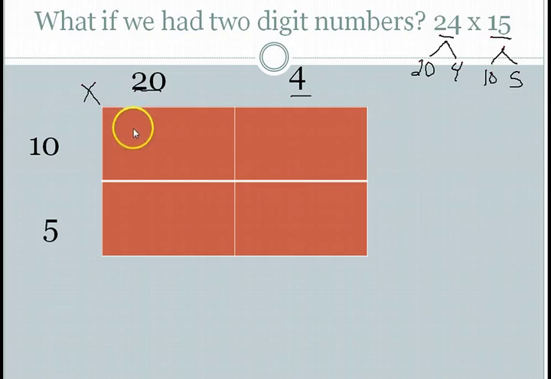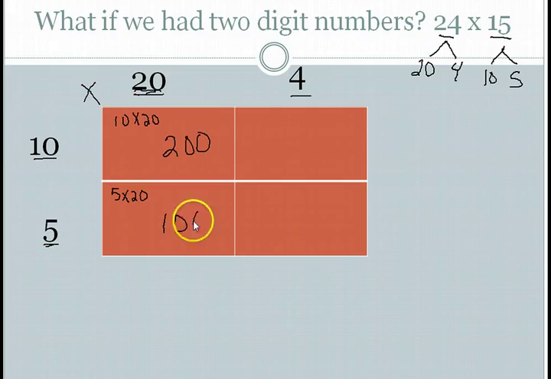So in this top left hand box, we're going to look over to the side, which is a 10 times what is directly on top of it, 20. 10 times 20 is how much? Very good. It is 200. Now let's go down to the bottom. Go all the way over to the outside. 5. Go all the way up to the top of that box. 20. 5 times 20. How much is that? 100. Very good.